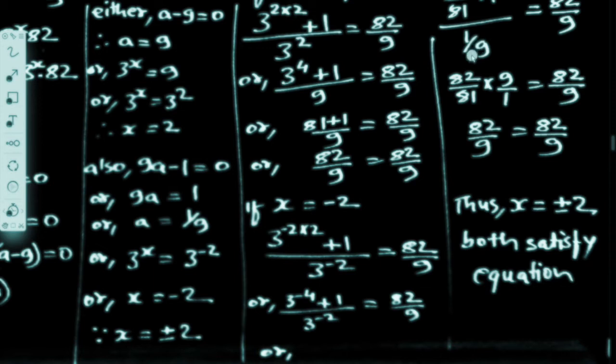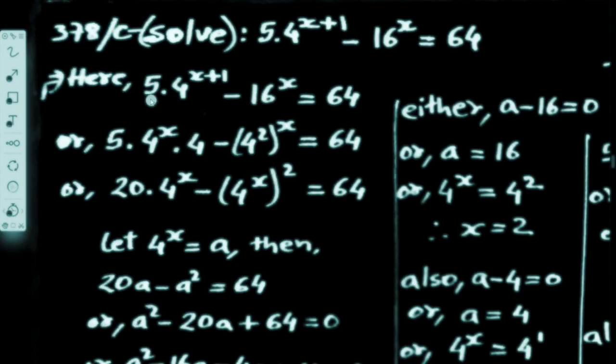Now cross multiplication should be done. 81 should be taken as LCM. 1 plus 81 gives 82. Now 82 by 81 into 9 by 1. Here 9 into 9 is 81, so 9 should be cancelled, and in place of 81, 9 should be placed. So 82 by 9 equals 82 by 9. In this way, both sides are the same. It means both x equals 2 and x equals minus 2 satisfy our equation, and this is our answer.